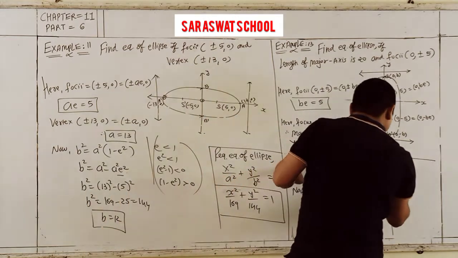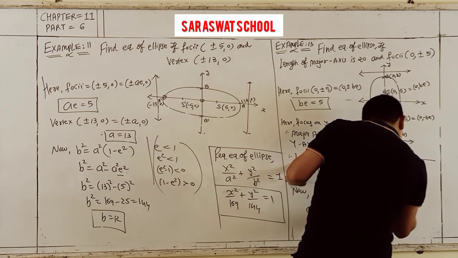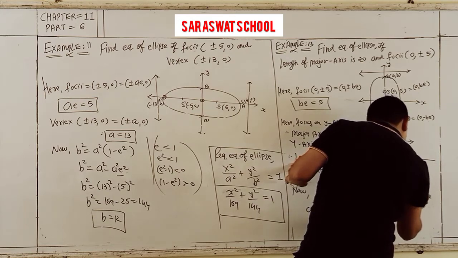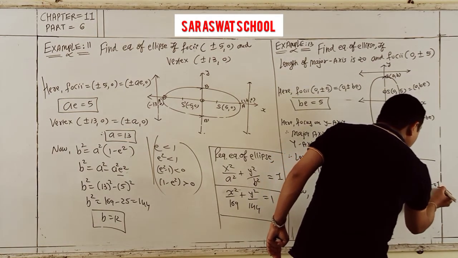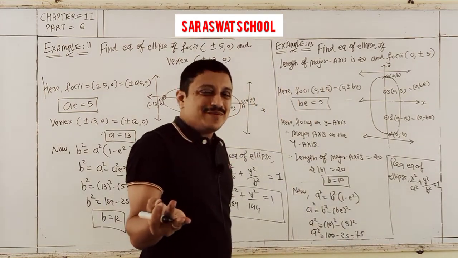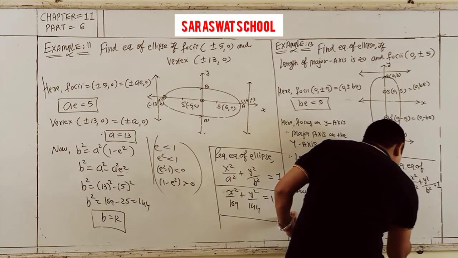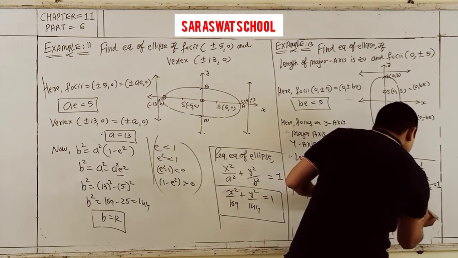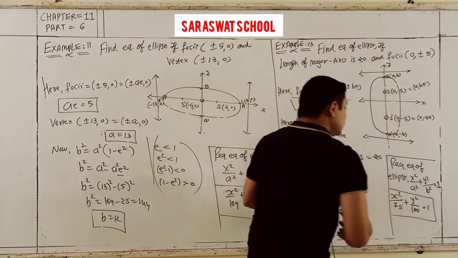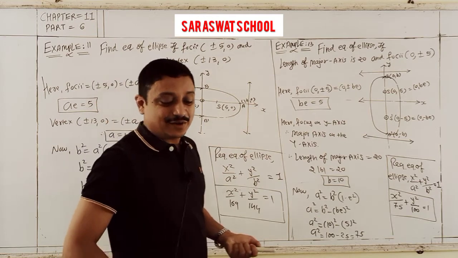So the required equation of the ellipse is x square by a square plus y square by b square equal to 1. Just put down the values: a square is 75, so x square by 75, and b square is 100, so y square by 100 is equal to 1.